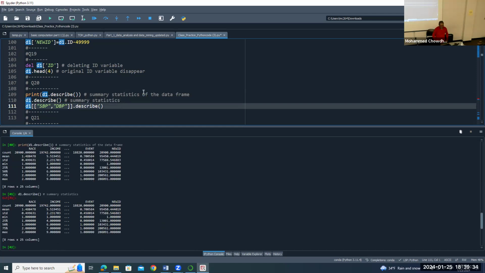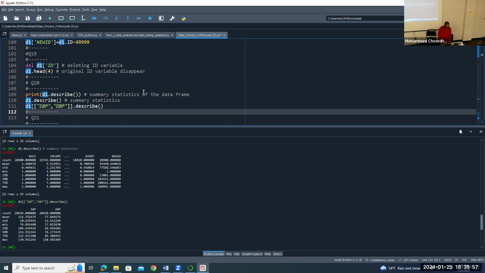If I want to see summary statistics of particular variables, summary statistics is usually well suited for quantitative variables. So SBP stands for systolic blood pressure, DBP stands for diastolic blood pressure. If I want to see only the summary statistics of the two variables, SBP and DBP, that can be achieved by running line number 111.